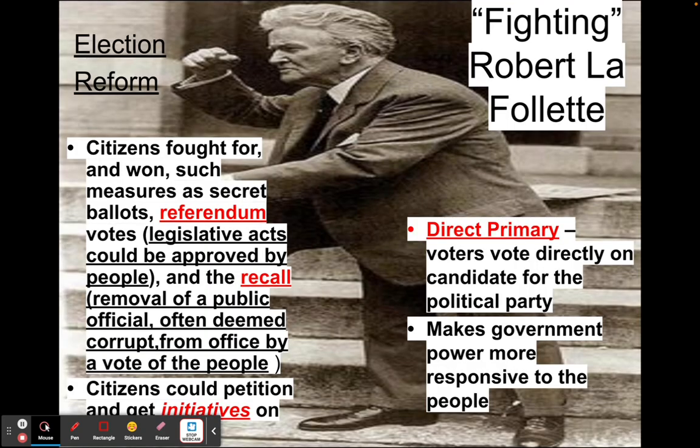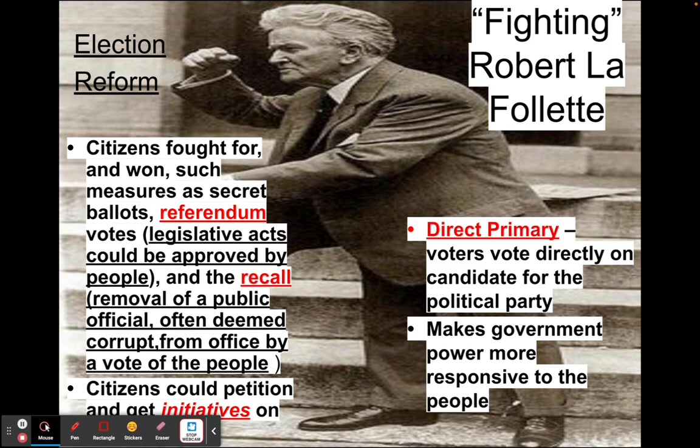Citizens fought for secret ballots and referendum votes, where things could be approved by the people. So for instance, Massachusetts was one of those places where we pass referendum votes sometimes. The vote to legalize marijuana in Massachusetts was actually a referendum vote where the people themselves voted and approved the passage of that referendum.